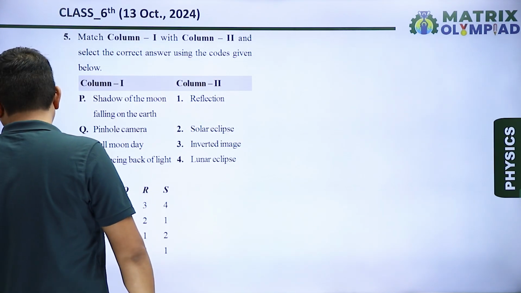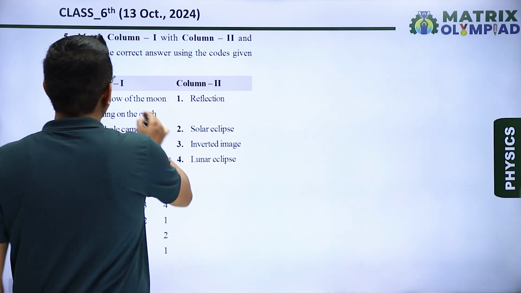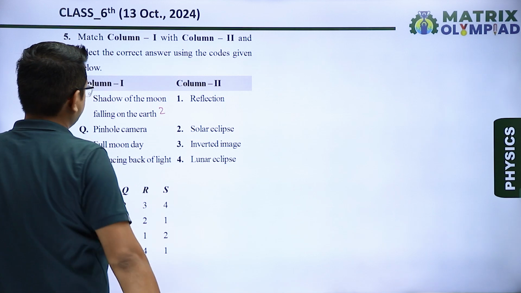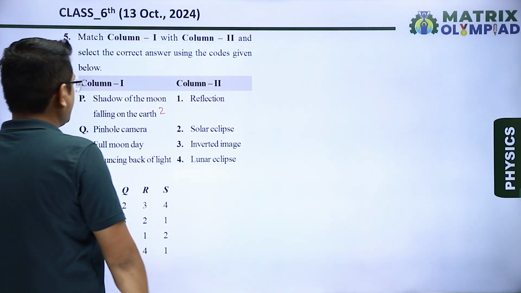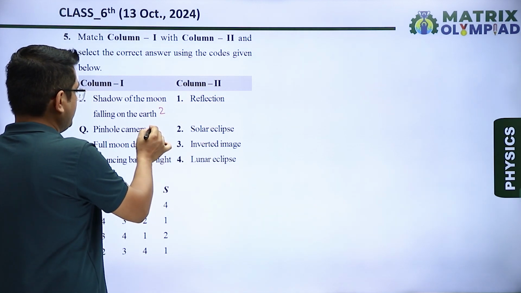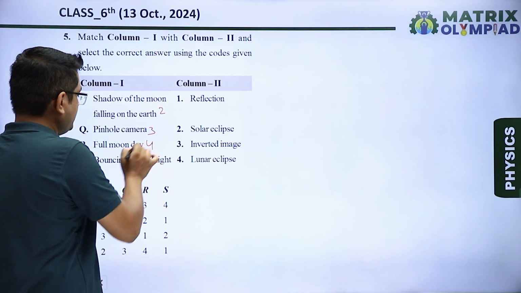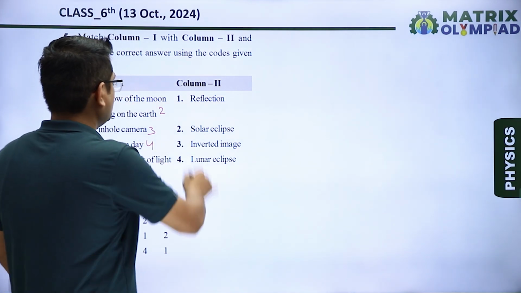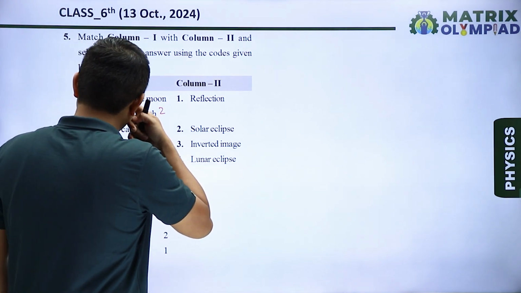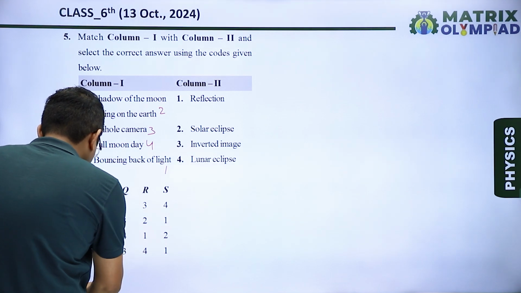Next question, question number 5, which is a match the following question. So, first one, shadow of moon falling on earth. So, this is due to solar eclipse. I will write 2 for P. Pinhole camera produces an image which is inverted and real. So, for Q, I will write 3. Full moon day is related to lunar eclipse. For it, I will write 4. Bouncing back of light, we know, is known as reflection. So for it, I will write 1. So our correct sequence is 2, 3, 4, 1. That means option D is our correct answer.